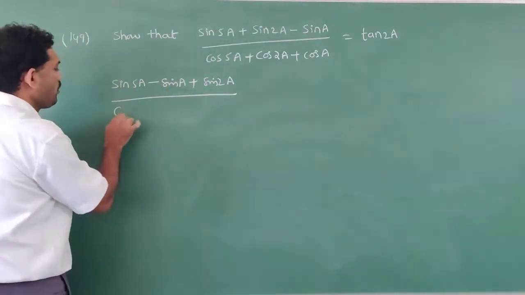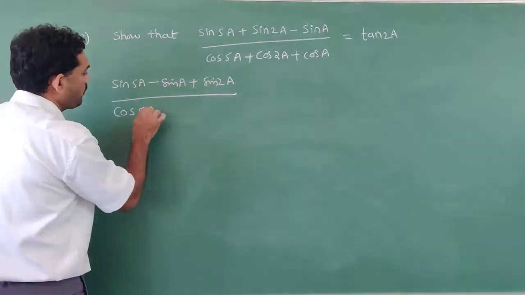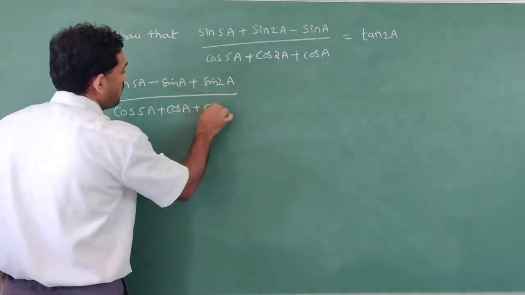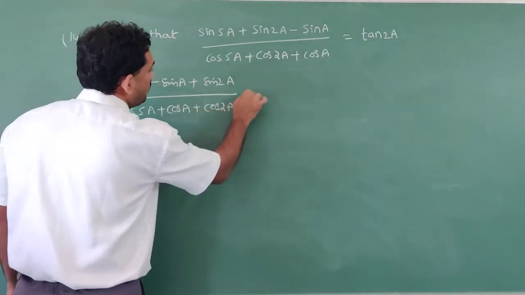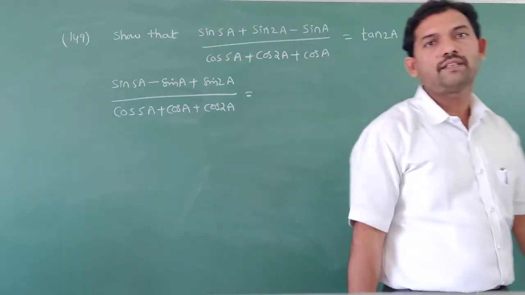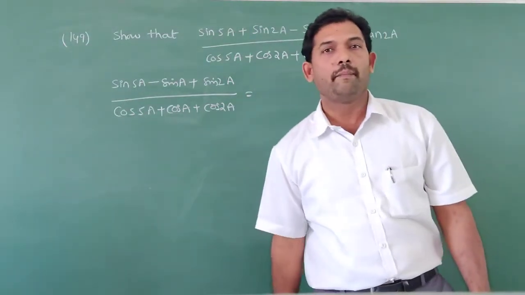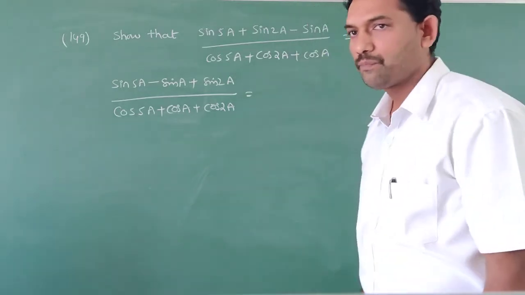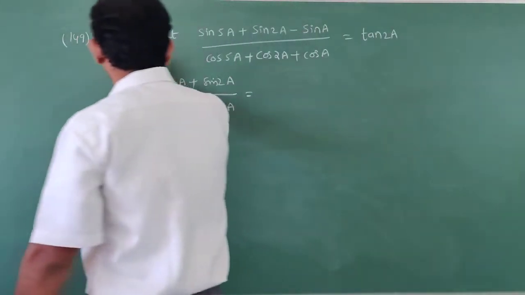Cos 5a plus cos a, so plus cos 2a. Understand? So in the numerator and denominator we took the smallest angle and the big angle. We take one pair. Understand? Now apply for these two.